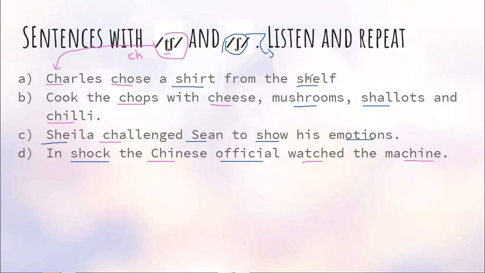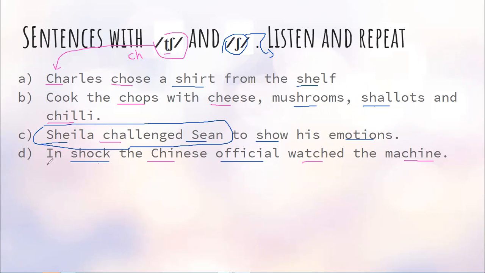Charles chose a shirt from the shelf. Ah, goody. Let's go with the B, Fran. Cook the chops with cheese, mushrooms, shallots, and chili. Goody. C. Shayla challenged Sean to show his emotions. Can you say this again? Shayla challenged Sean. Good. Sheila challenged Sean.